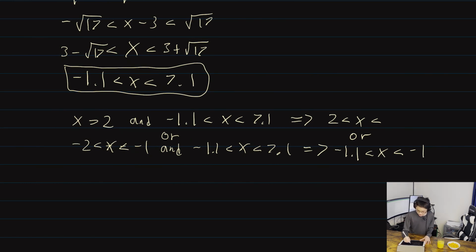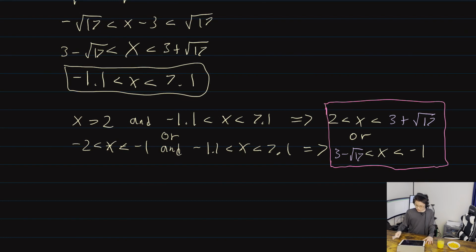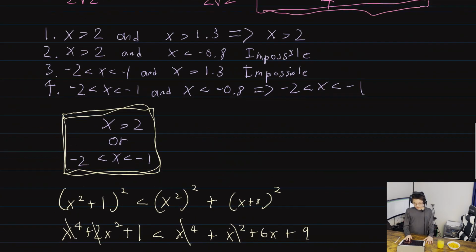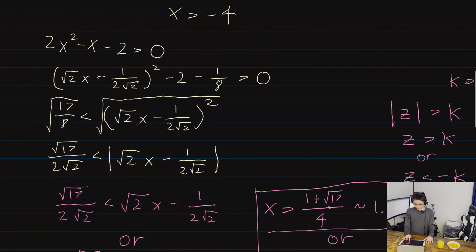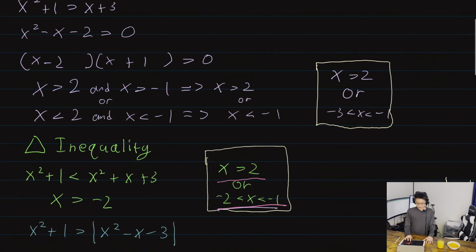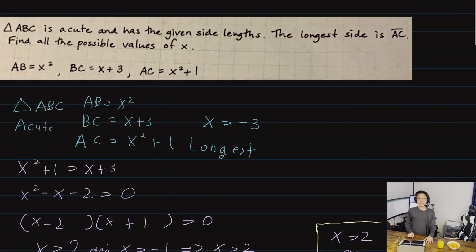Now, where do we get 7.1? Well, we got it from 3 plus square root of 17. And where do we get negative 1.1? Well, we got that from 3 minus square root of 17. And yeah, there we go. So this is all the possible values for x. And yeah, so this is quite a difficult problem, and I'd like to thank my geometry teacher for, I guess, challenging us. And yeah, so that is the answer, and I'm going to go type this out now.